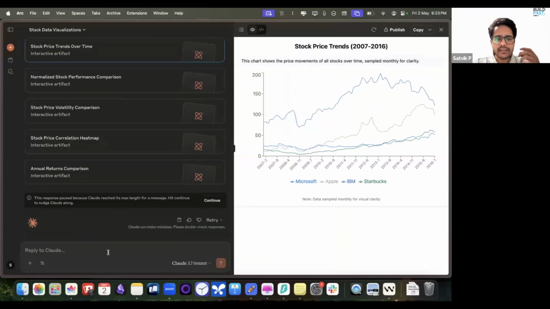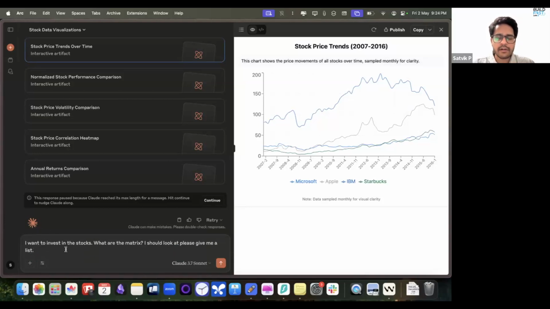But let's say you might ask, okay, these are the five graphs given, but I'm still not understanding which stocks to choose and how to choose. So the best thing that you can do is you can just ask these models what is the best to do. So I'm just asking this a question. I want to invest in the stocks. What are the metrics I should look at? Please give me a list.